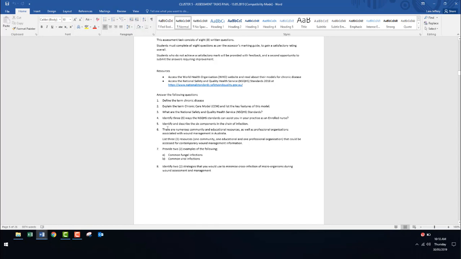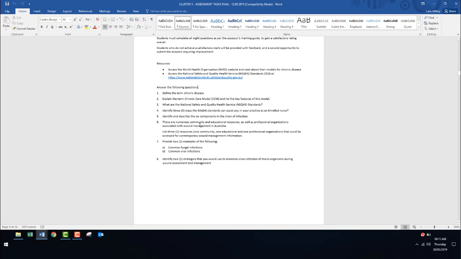All right. Number 5, identify and describe the 6 components of the chain of infection. So this is taking you all the way back to cluster 2 where we covered the chain of infection. So this is a refresher, okay? So we need you to tell me what are the 6 components of the chain of infection. And this is going to be relevant as we move into wound management, okay? Because you're going to start seeing infections in wounds. So this is why it's important to refresh this information, okay? You could just dot point all 6 components, all right?